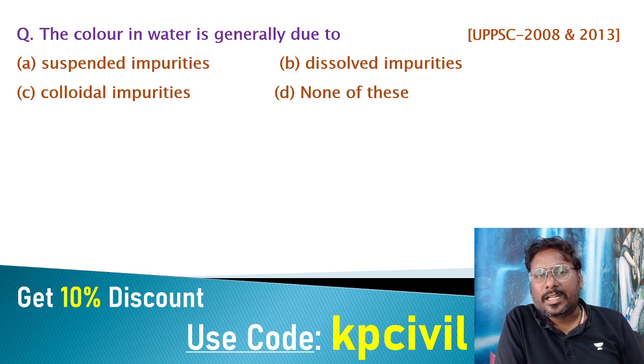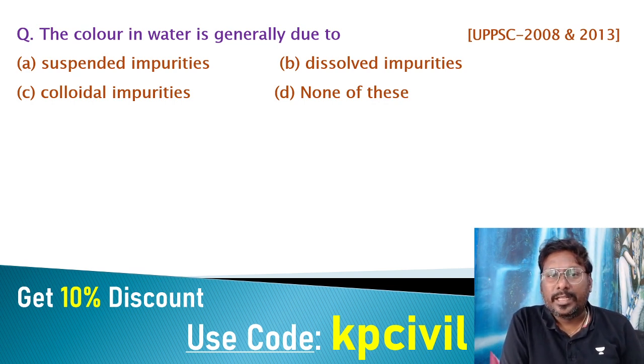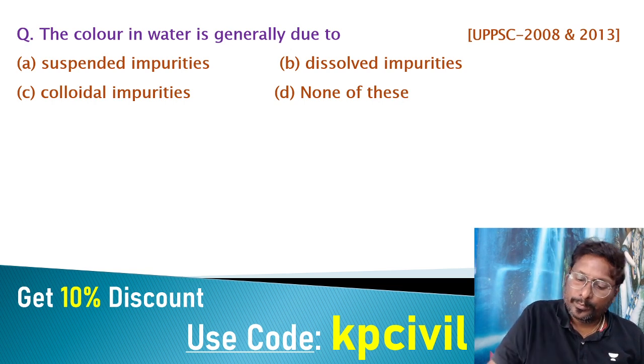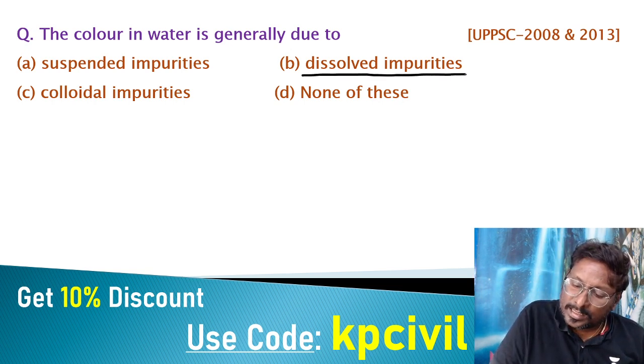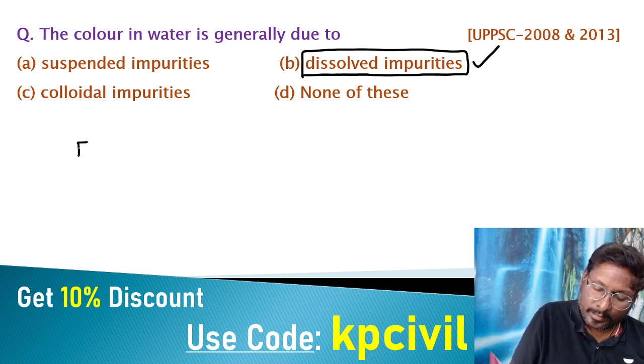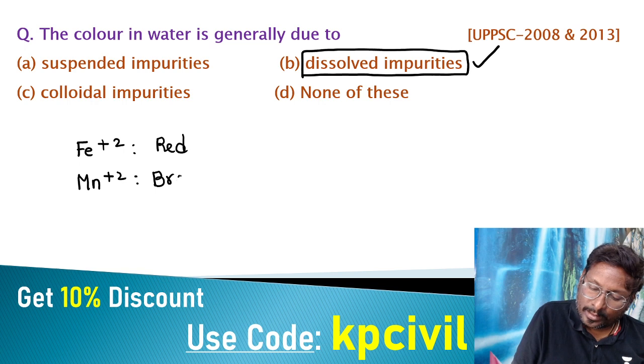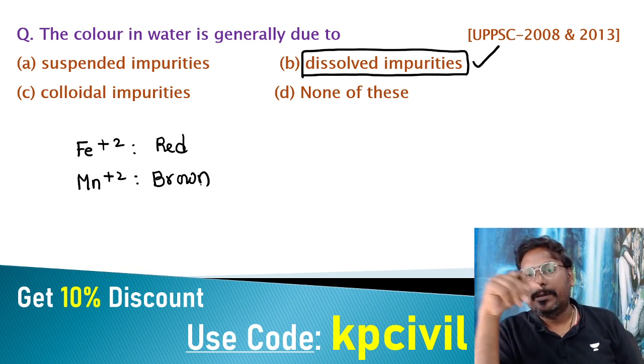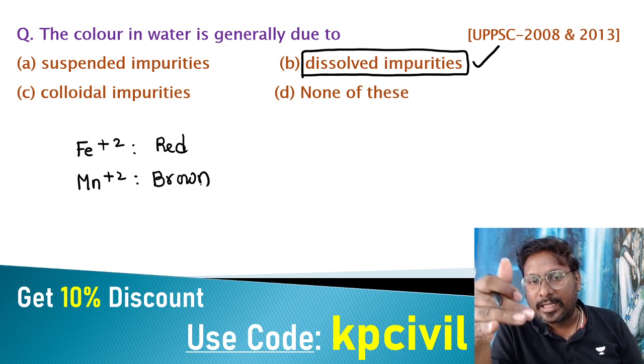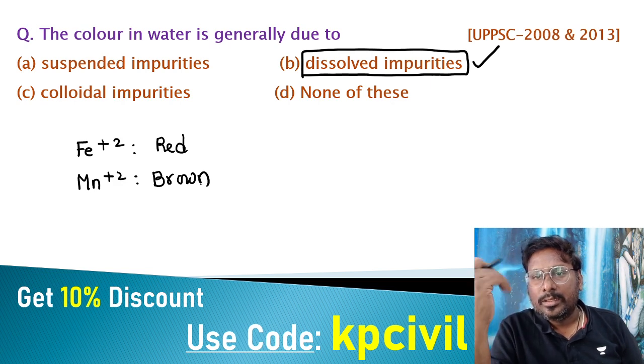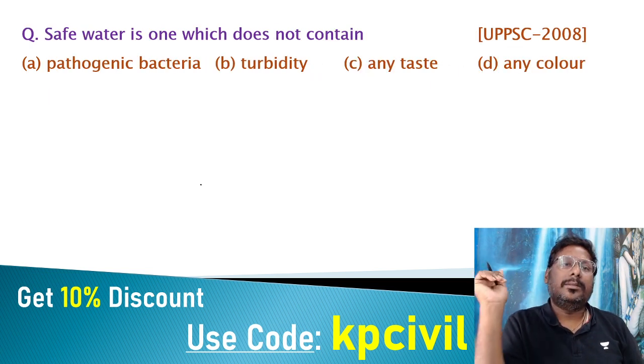Color in water is generally due to suspended, dissolved, colloidal, or none of the above? Iron will cause red color. Manganese causes brown color. So these are dissolved impurities only. Iron and manganese are dissolved impurities causing red and brown color. So color is caused by dissolved impurities.